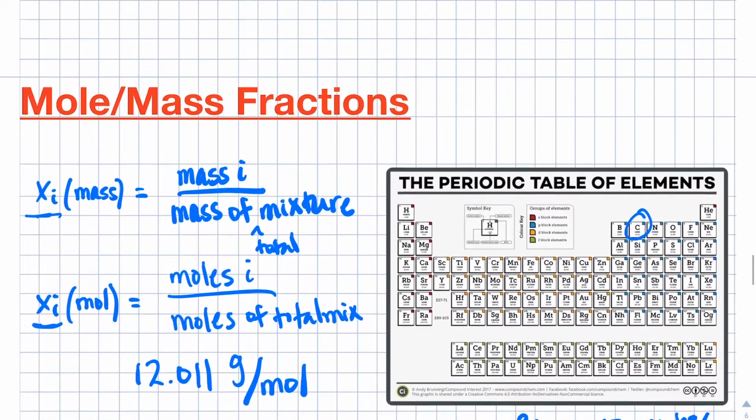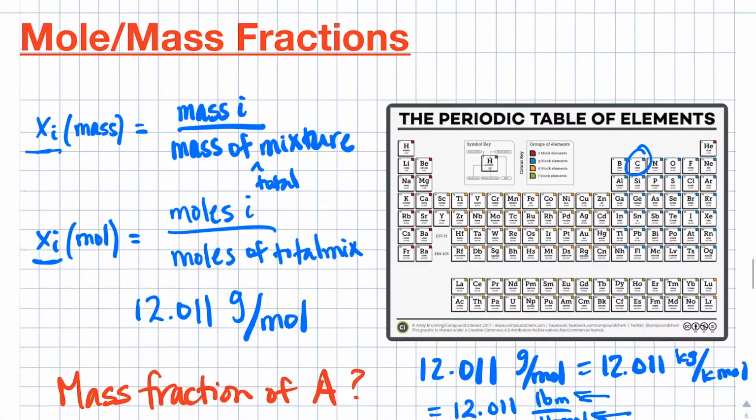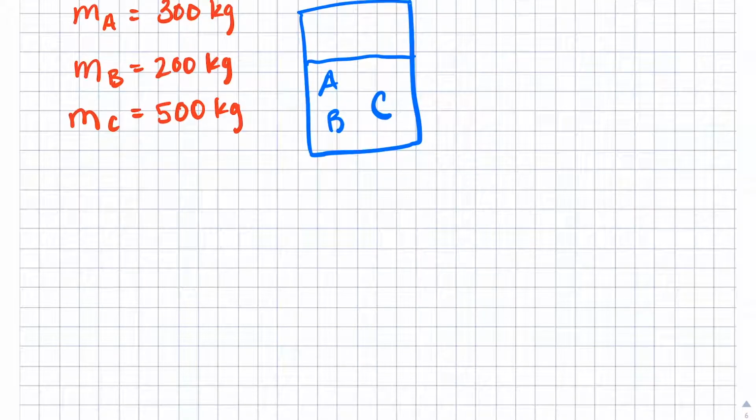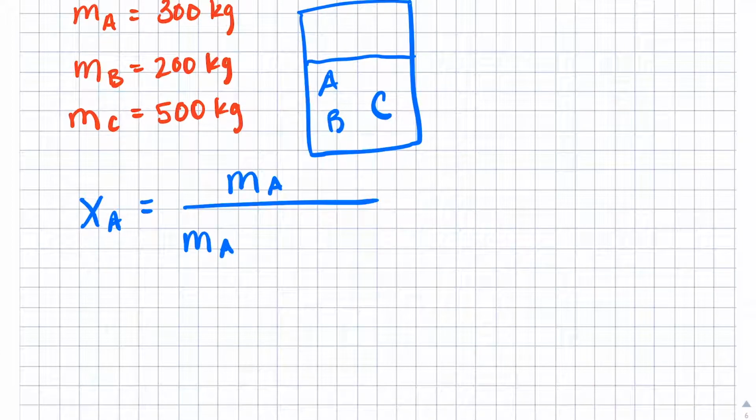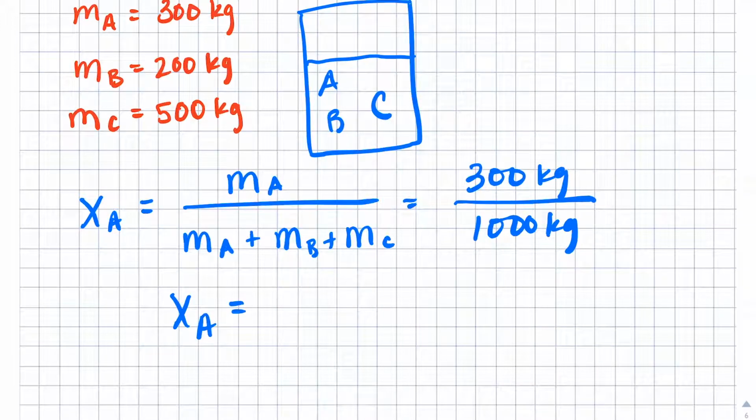Well, if we go back to our definition right here, it's the mass of, in this case, A over the mass of total mixture. So let's write it out symbolically. We have the mass fraction of A will be equal to the mass of A over the mass of the total mixture, which is mass of A plus mass of B plus the mass of C. So that will be 300 kilograms. And if I sum all these up, I will get 1,000 kilograms. So the mass fraction of A in the mixture is 0.30. Very simple, and it's the same with moles.